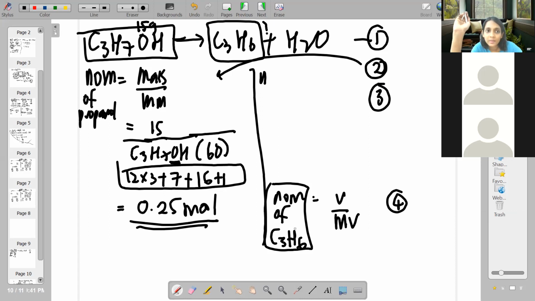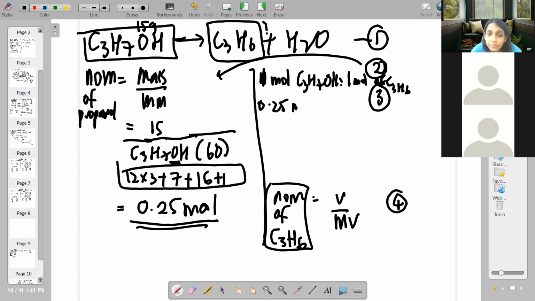1 mole of C3H7OH. Very good. Equals to C3H6. One more. 1 mole of C3H6. Very good. Are you trying this on your own? Yeah. Excellent. You're doing a great job. Good job. Go ahead. Carry on.